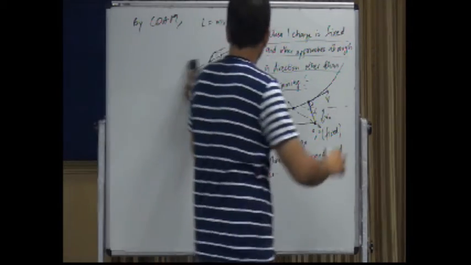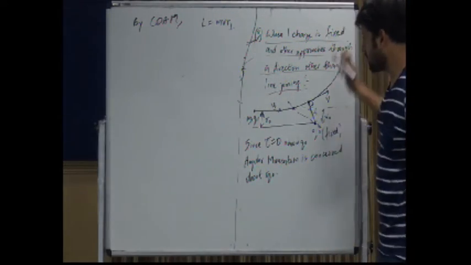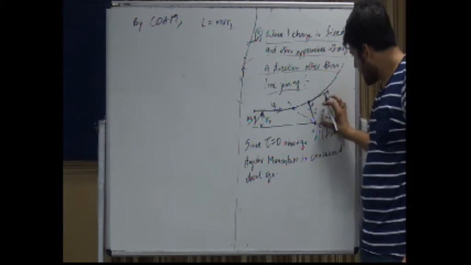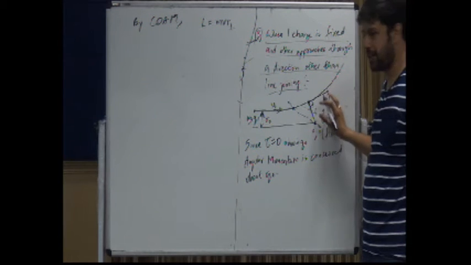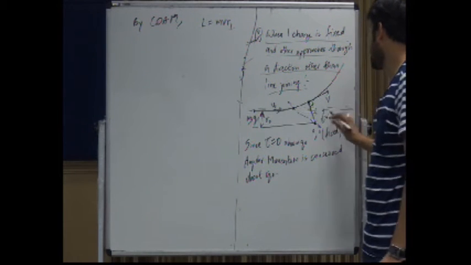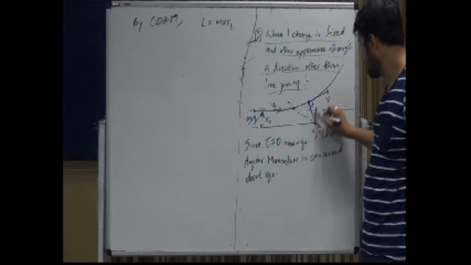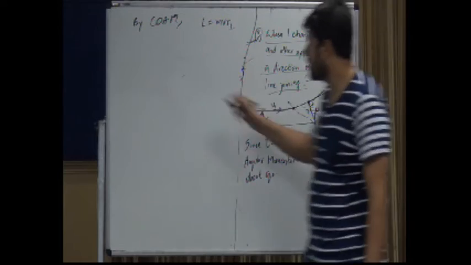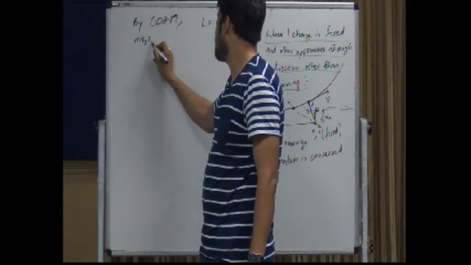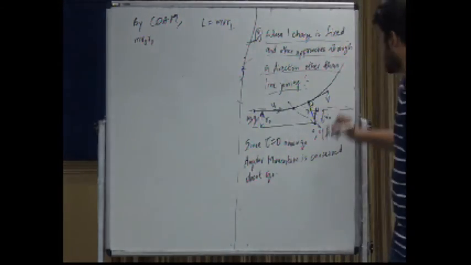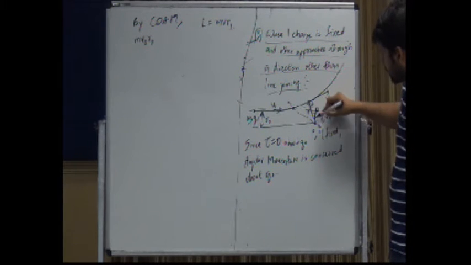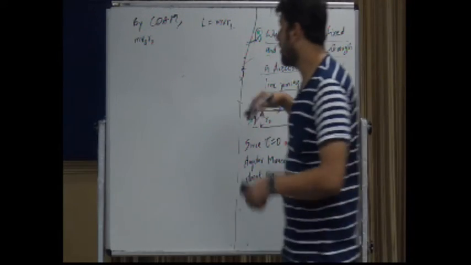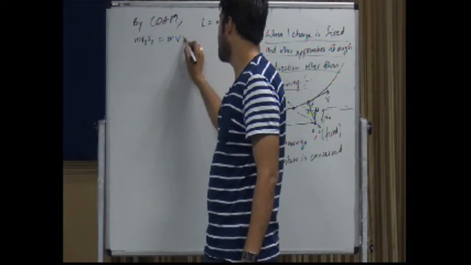So I'll erase this one as well. What I'm saying is, since the particle was coming in this direction, the perpendicular distance would be r naught perpendicular. Just extend the line of motion and drop a perpendicular. This is the perpendicular distance. So initial angular momentum would be m v naught r naught. At this point, the perpendicular distance would be how much? R, and velocity would be v. So the final angular momentum would be mvr.